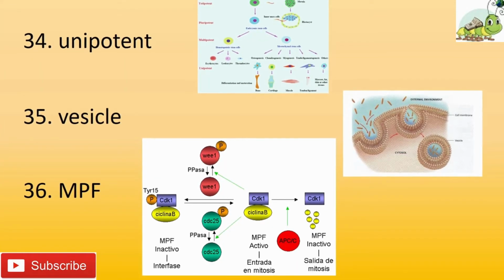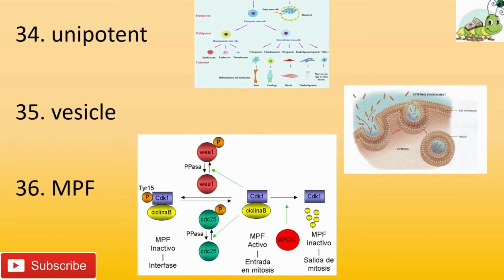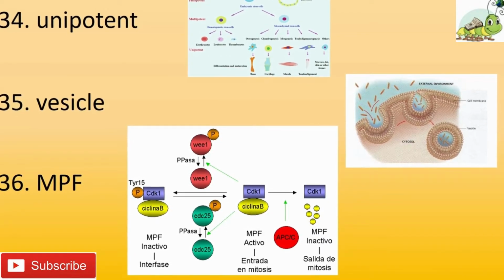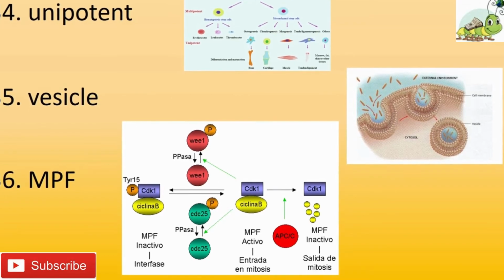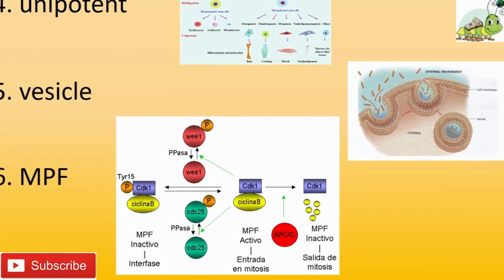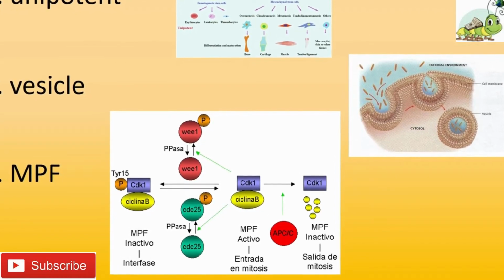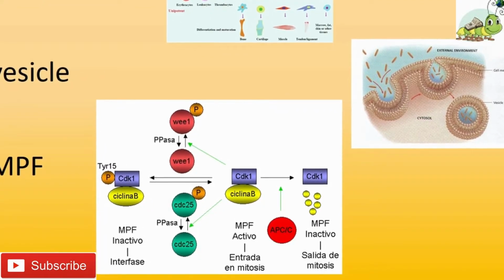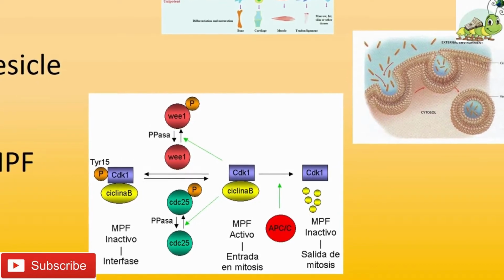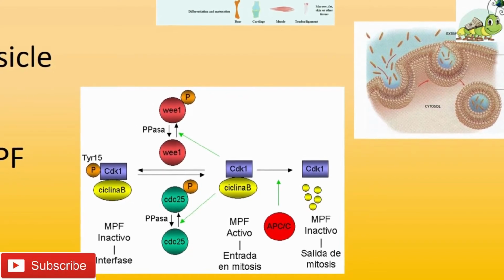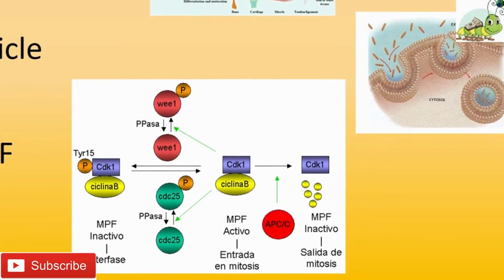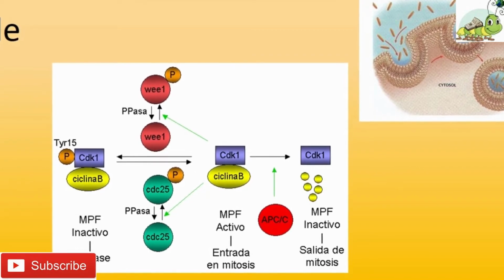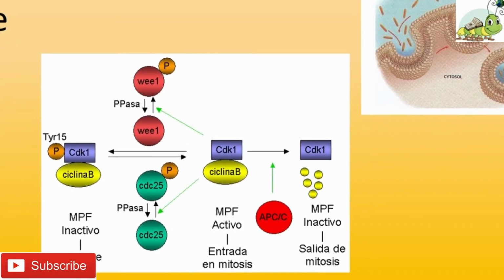Point number 36. MPF. The maturation promoting factor. It's called the MPF, also called mitosis promoting factor or M phase promoting factor, the cyclin CDK complex that was discovered first in frog eggs. It stimulates the mitotic and meiotic phases of the cell cycle. MPF promotes the entrance into mitosis, the M phase, from the G2 phase by phosphorylating multiple proteins needed during mitosis. MPF is activated at the end of G2 by a phosphatase, which removes an inhibitory phosphate group added earlier.